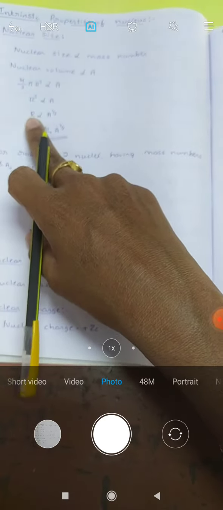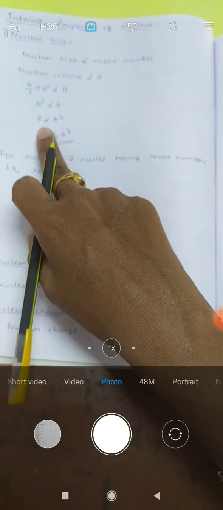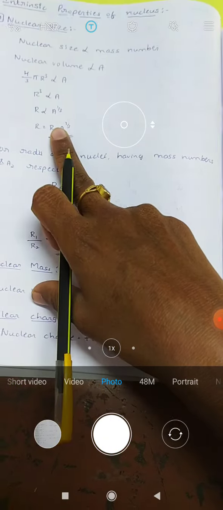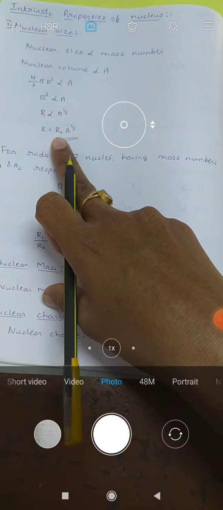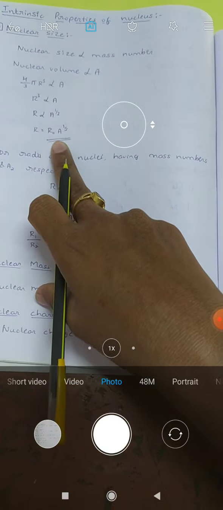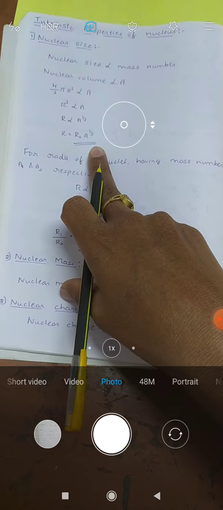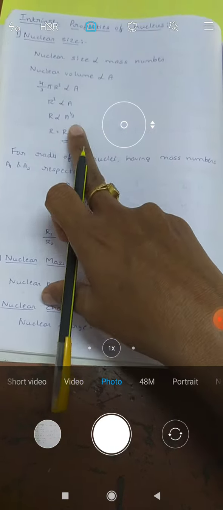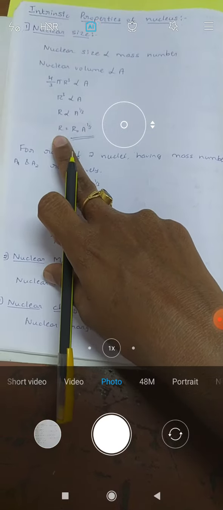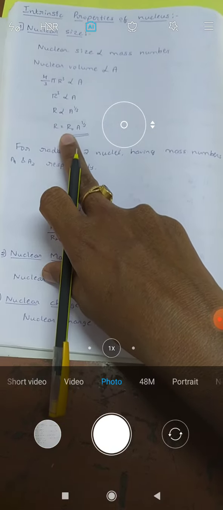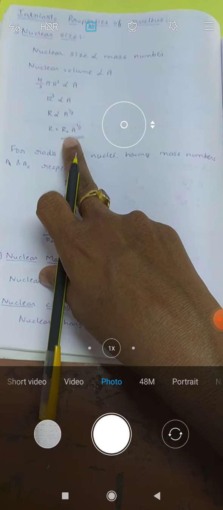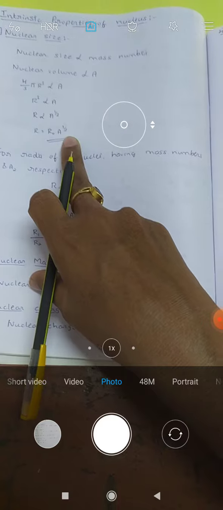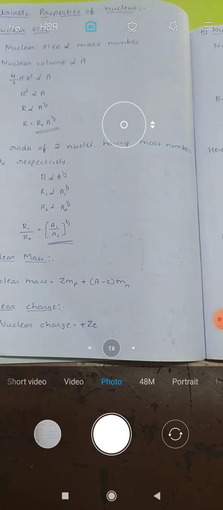At that time we get the expression as r is proportional to A to the power of 1/3. So r is equal to r naught into A to the power of 1/3. This is the expression of the radius of the nucleus of the atom.